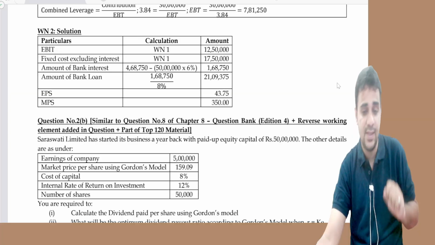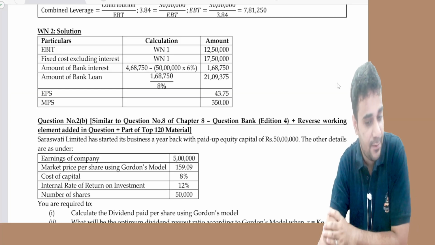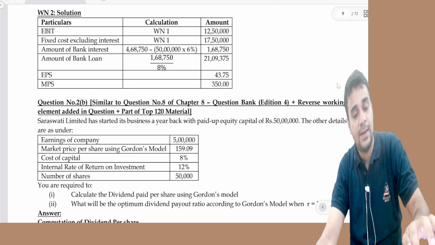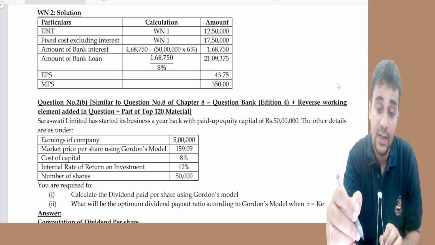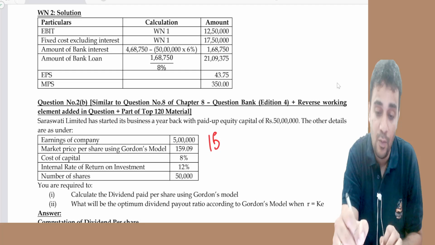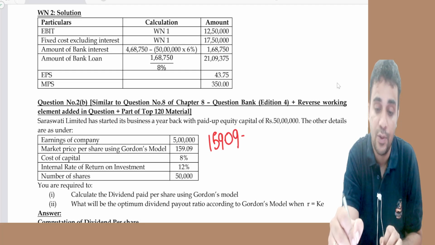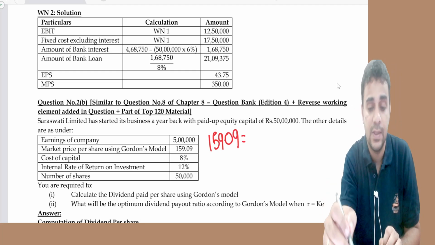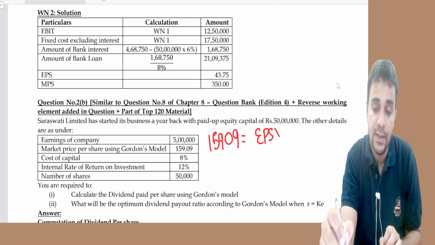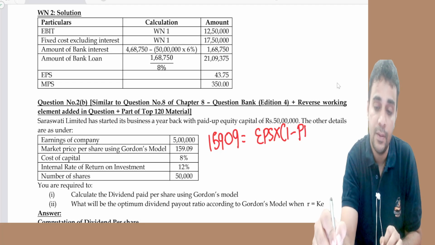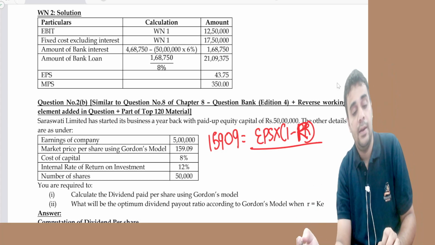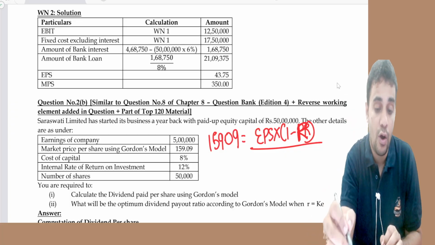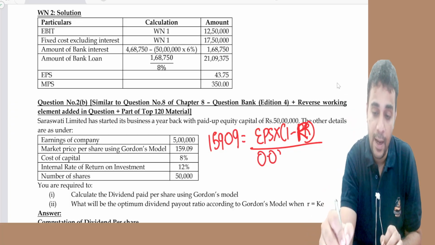I really liked this question from ICAI. This is a reverse working question where they have given market price as per Gordon model. Some students would have struggled. 159.09 is equal to D1. What is D1? D1 is EPS into 1 minus the retention ratio. Retention ratio is normally called B, divided by cost of equity minus growth rate.